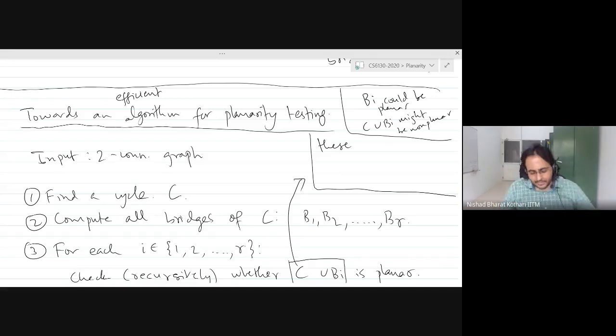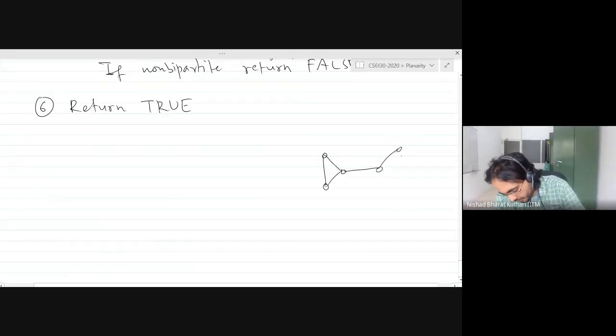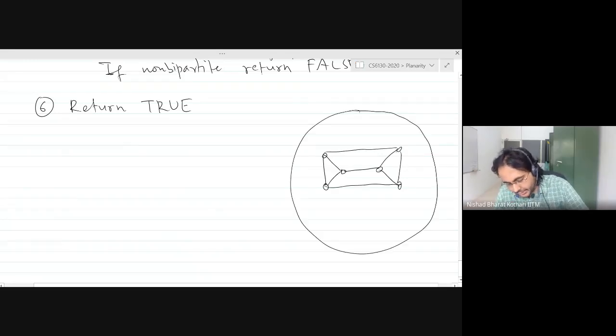Let me give you a slightly concrete example. Supposing you have a bridge like this. Supposing this is your bridge, and this is your cycle. Now, if you just look at the bridge, this is planar. But now what could happen is that some vertices of attachment might be joined to this vertex and some others might be joined to an outside vertex.